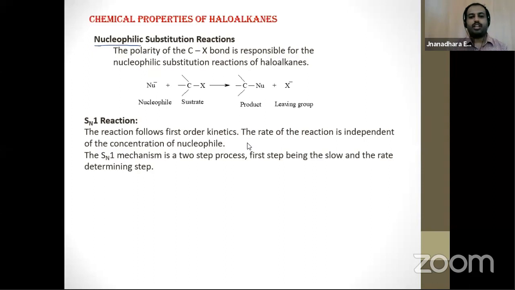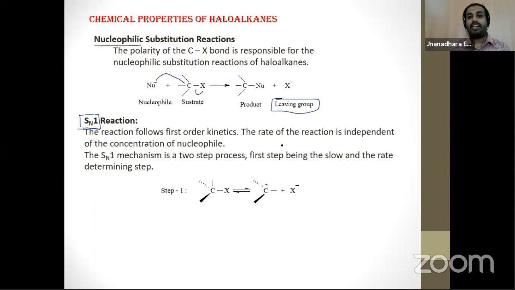In a nucleophilic substitution reaction, a nucleophile attacks the carbon atom bearing the halogen atom and drives out the halogen atom, which is called the leaving group. Haloalkanes typically show this category of reaction. Nucleophilic substitution reactions can take place by one of two very important mechanisms: the SN1 mechanism and the SN2 mechanism.